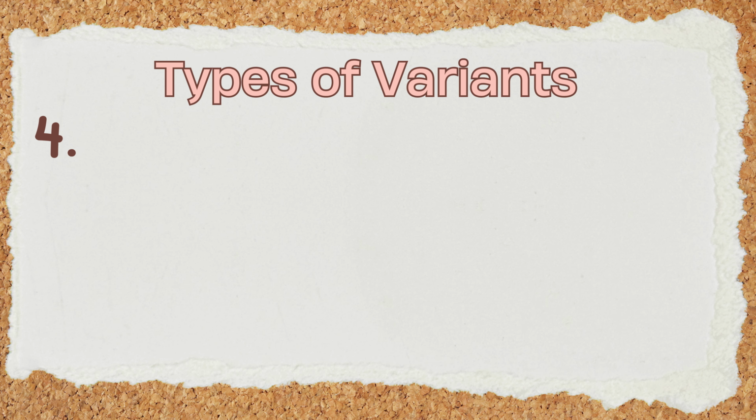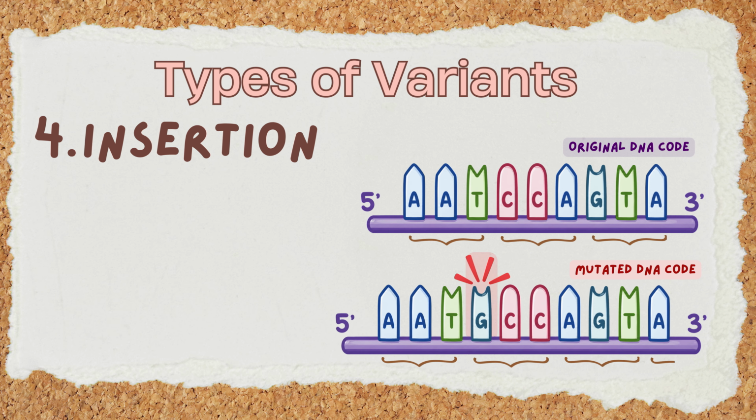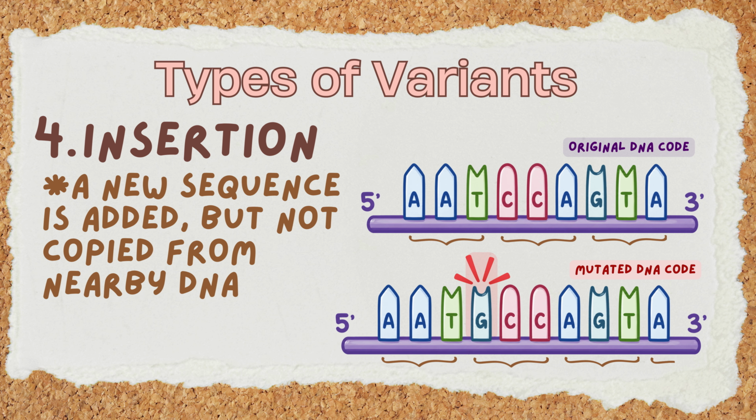We can also see an insertion. An insertion means that a new sequence is added, but not copied from nearby DNA. For example, c.1228_1229insGG. This denotes that the nucleotides GG were inserted between the nucleotides at position 1228 and position 1229.